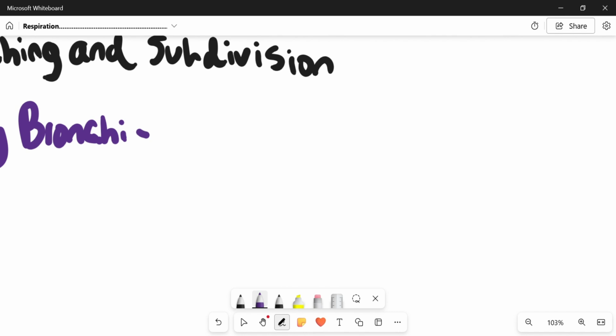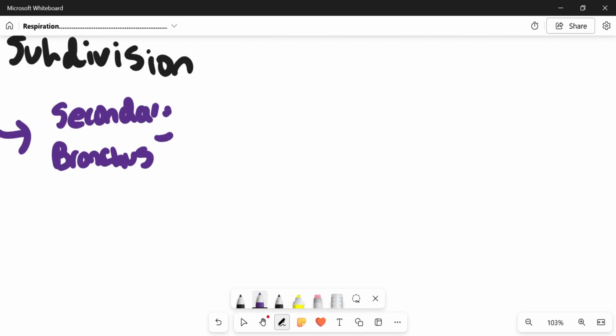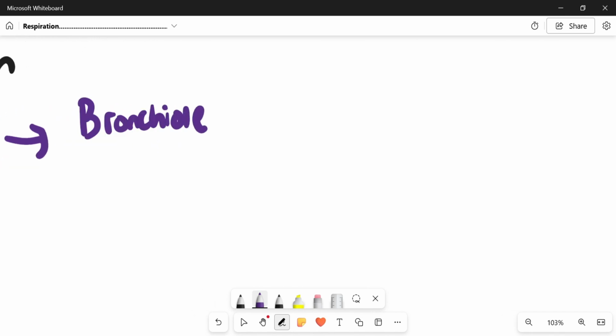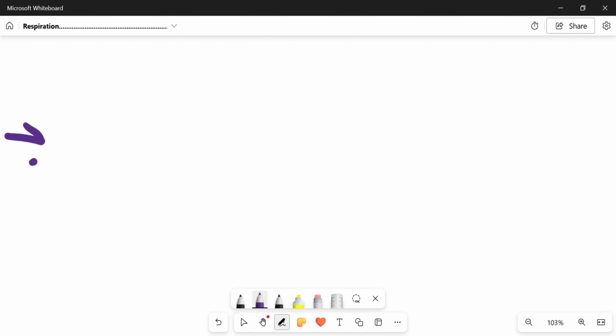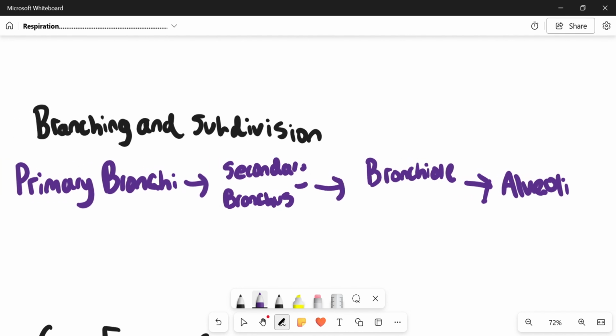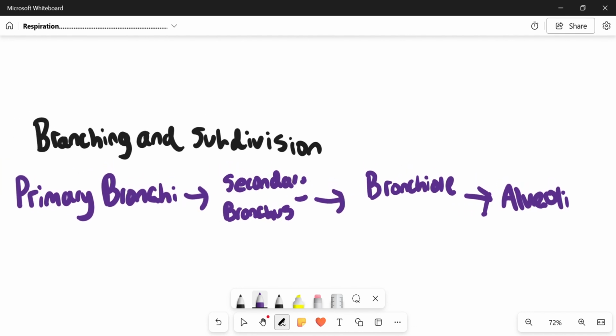Primary bronchi, which remember is the left and right bronchi. Air will travel to the secondary bronchus. And then from the secondary bronchus, air will flow through to the bronchiole. And finally, it will terminate in a cluster of alveoli. So just to highlight that process one more time, it'll go from the primary bronchi, and then through to the secondary bronchus, the bronchiole, and then finally the alveoli.